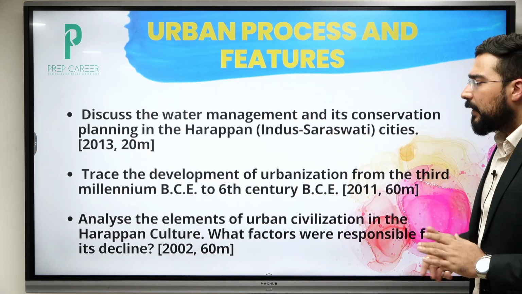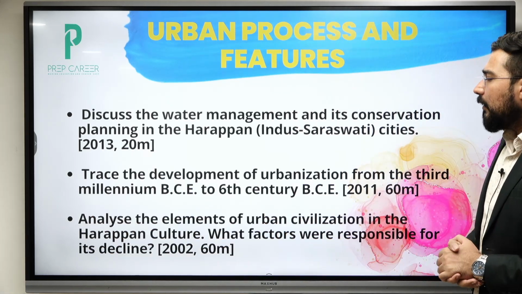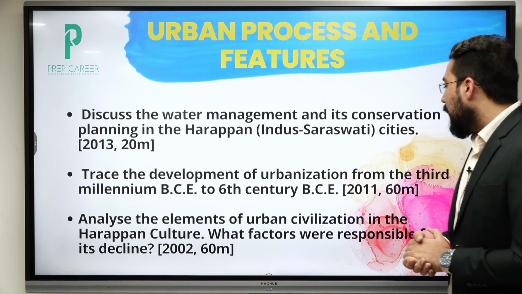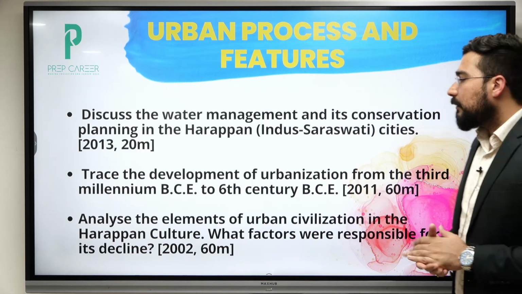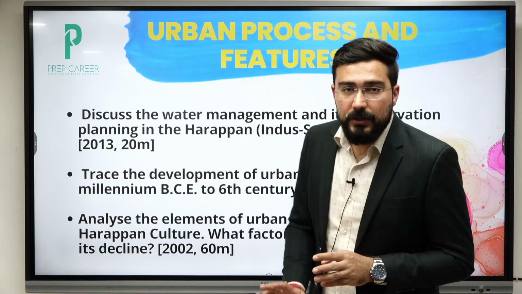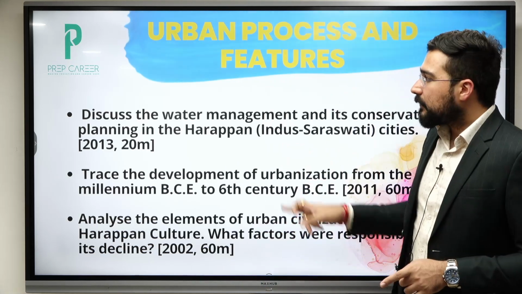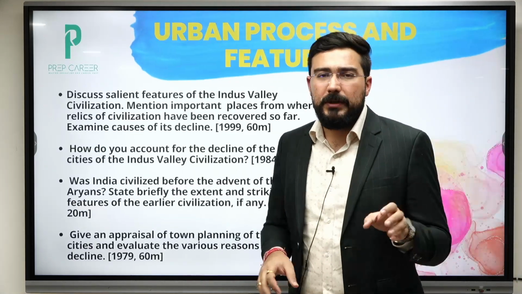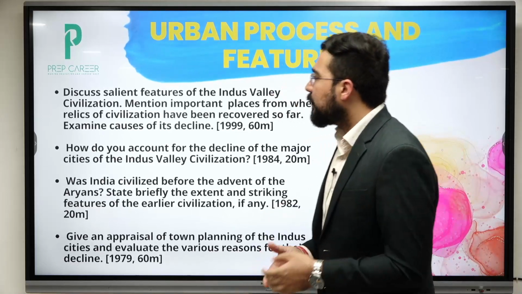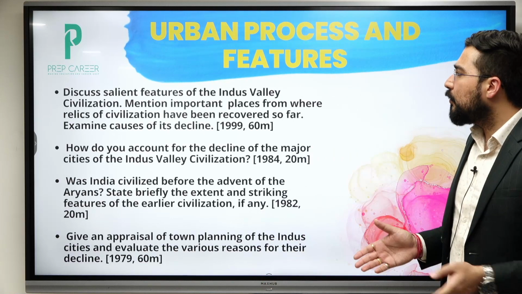Then they asked about water management. Also asked about the development of urbanization as well as elements of urban civilization in the Harappan culture, and how these factors were responsible for its decline. So you need to understand that many questions come on urbanization. You need to learn about the various features, like that they follow the chessboard pattern. All those features you also need to understand, such as division of cities into two parts, etc.